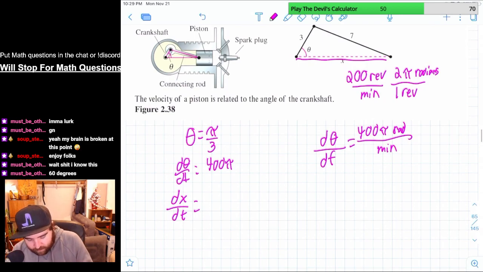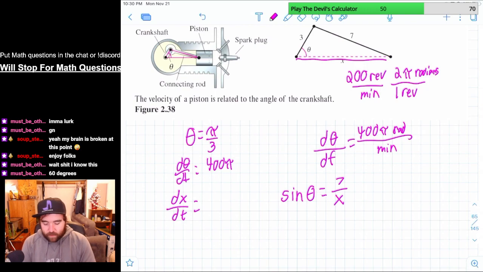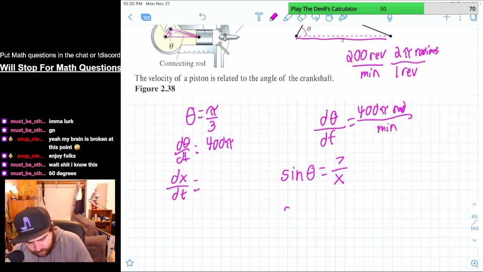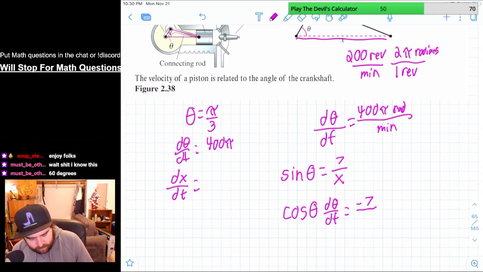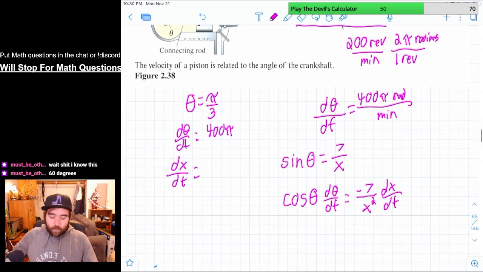So I might as well use sine. The sine of theta is opposite over hypotenuse, 7 over x. I think that's fair enough. Now you take the derivative of both sides. The derivative of sine is cosine, but then d theta dt. And then 7 over x. You could do the power rule there, but it's worth knowing that the derivative of 1 over x is negative 1 over x squared. So the derivative of 7 over x is negative 7 over x squared, times dx dt. Just normal implicit differentiation with respect to t.